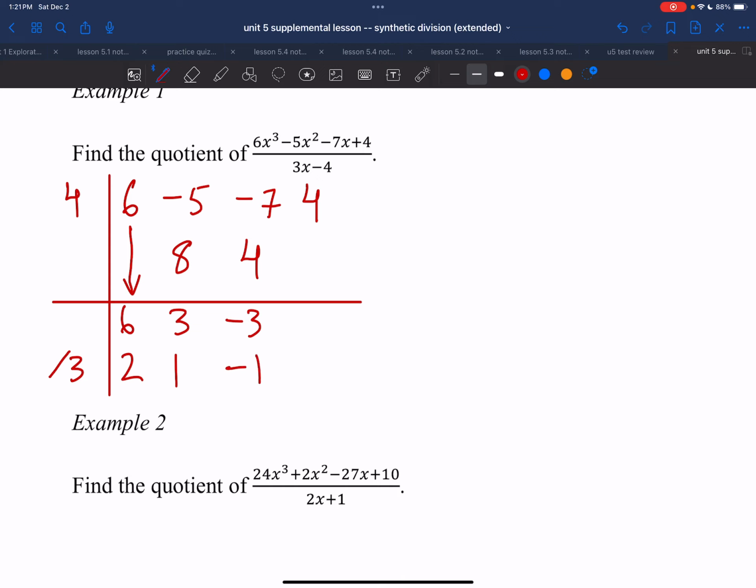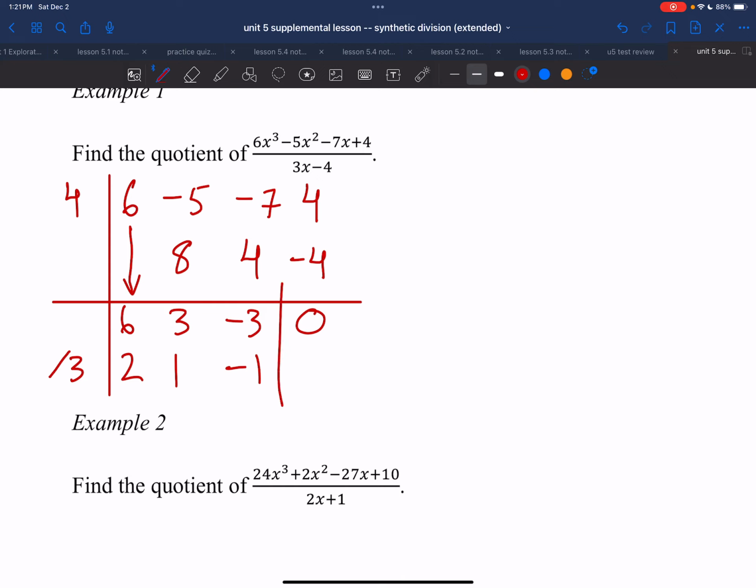Repeat. -1 times positive 4 is -4. -4 plus -4 is 0. Now, this example doesn't have a remainder, so it doesn't really work. But when you do synthetic division this way and you divide by the lead coefficient, whatever remainder you do get here, you do not divide that by 3. So I'm not going to do 0 divided by 3 is 0. I'm just going to leave that as is.